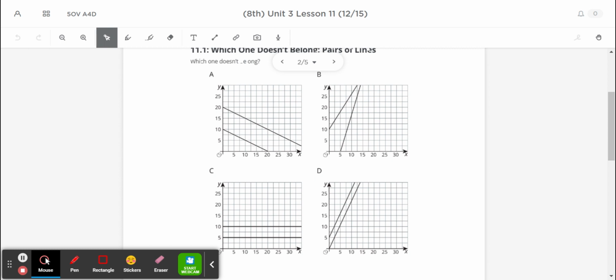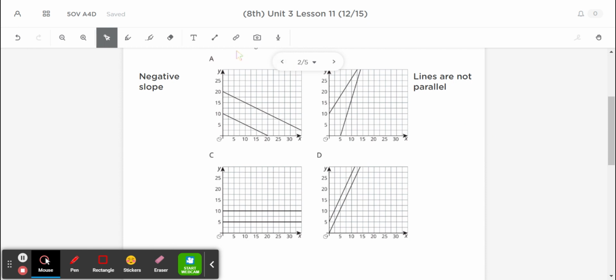Okay, you should have given slide 2 of ClassKick a try. And there's a few things you might have noticed. The first is you might have noticed that in graph A, we have a negative slope. Graph A has a negative slope, and that's something that's different from the other 2 graphs. You also might have noticed that in graph B, the lines are not parallel. And again, that's something that's different from the other graphs.